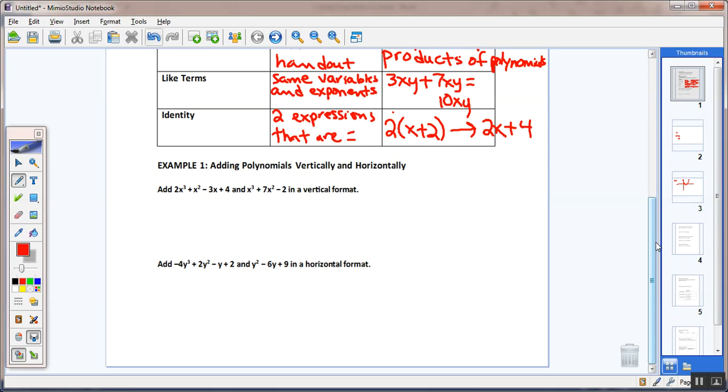All right. Ooh, what's the first thing we're going to look at doing here, kids, in example 1? Okay, vertical format and horizontal format. Now, guys, I'm going to tell you right now, I don't care which format you choose, but what I do want you to do, that sounds really goofy. Want you to do.